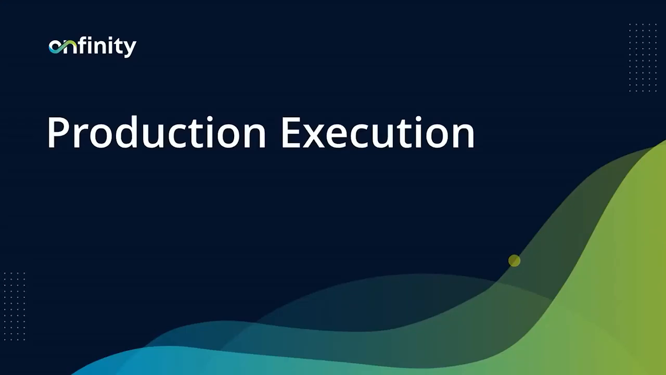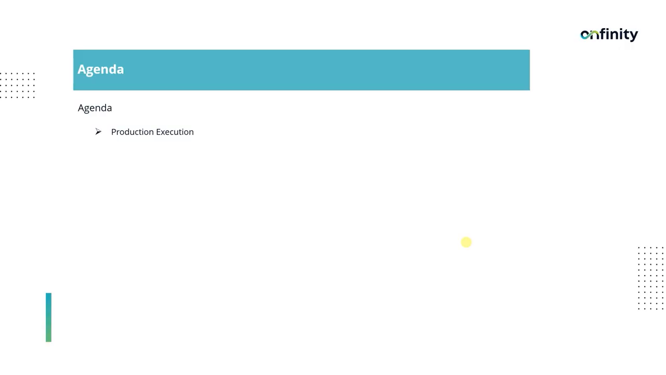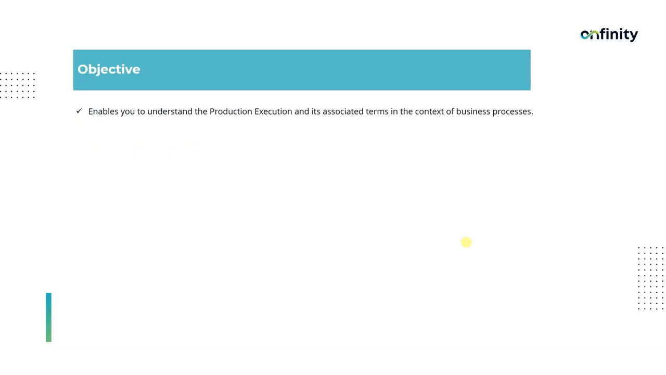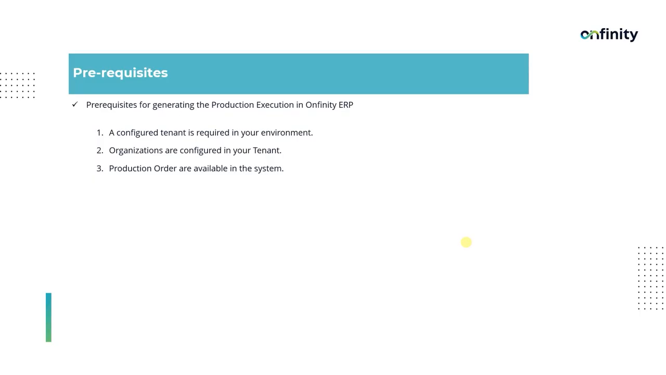Hello everyone. In this session, you will understand how to perform production execution against a production order. The objective enables you to understand production execution and its associated terms in the context of business processes. Before performing production execution in Onfinity ERP, a configured tenant is required. Organizations should be configured, and production orders should already be available in the system.